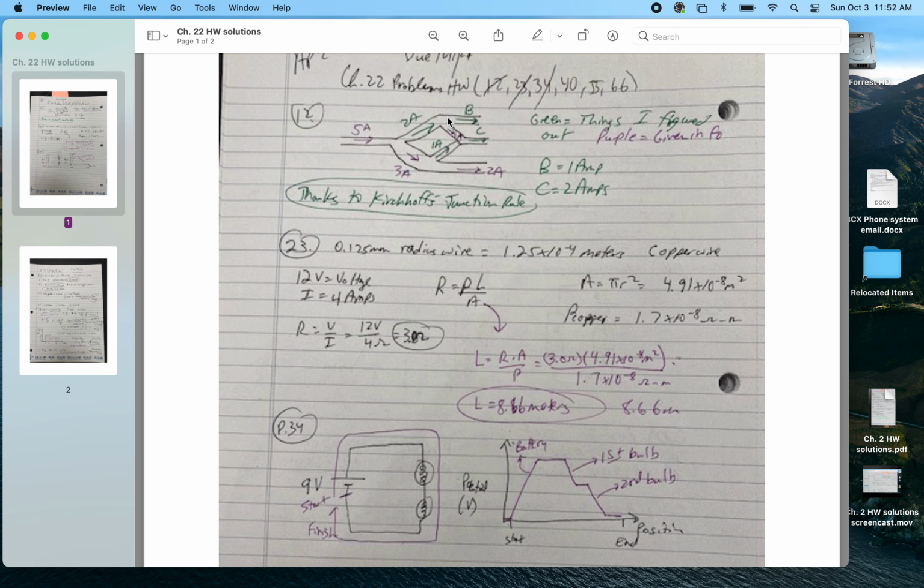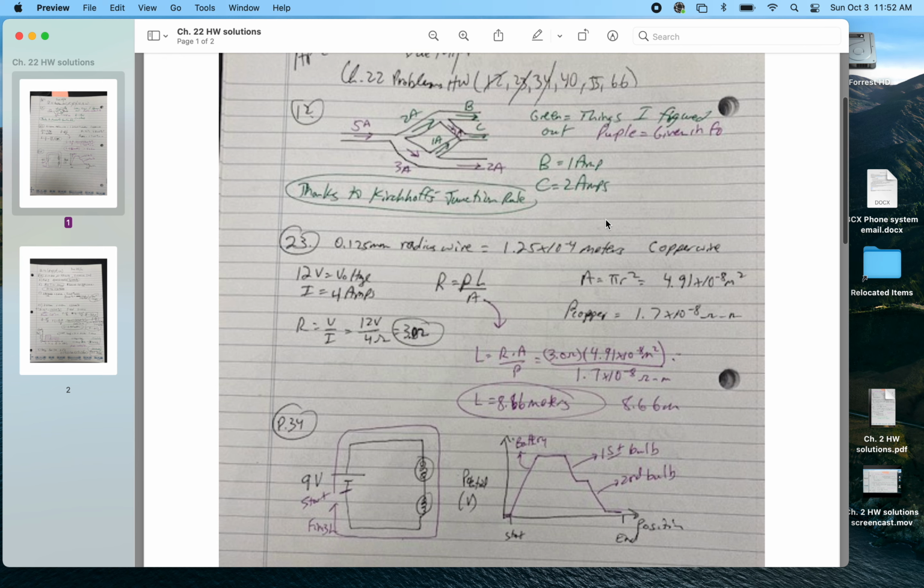For part C, I have 1 amp going into C from above. Here I have 3 amps going down, that was given, and I have 2 amps going out to the right, that was given, so therefore 1 amp must be going up and to the right. So I have 1 amp coming in from above, 1 amp coming in from below, and the current through C must be 2 amps. That again is Kirchhoff's junction rule.